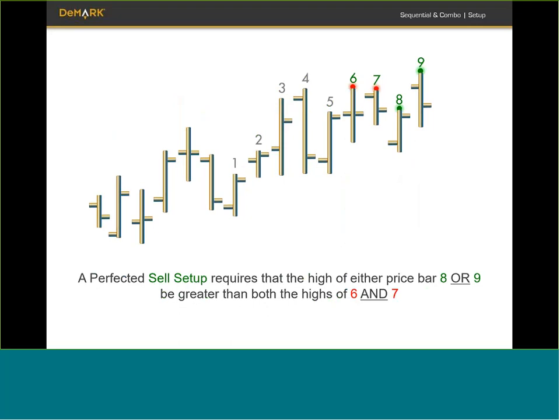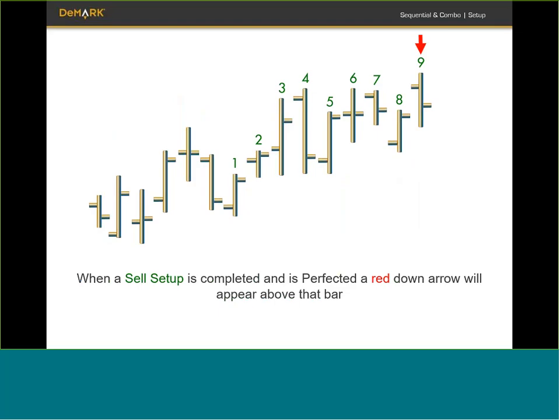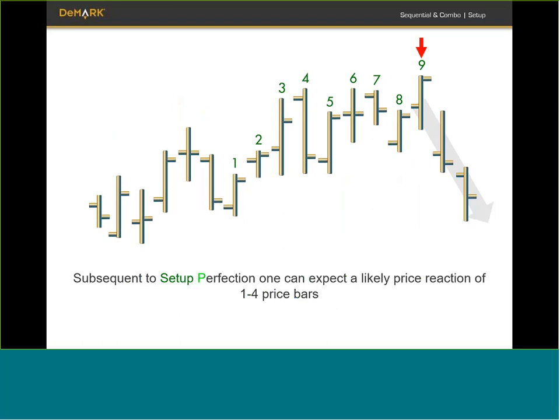So at the end of each setup, we look for a condition we call setup perfection. And the setup perfection occurs when we have extension at the end of the move, defined in the case of a sell setup as a high of bar 8 or 9 exceeding the highs of both bars 6 and 7. So this setup perfection captures this extension at the end of the move and is going to be marked with a red arrow in the case of a perfected sell setup, or a green arrow in the case of a perfected buy setup.